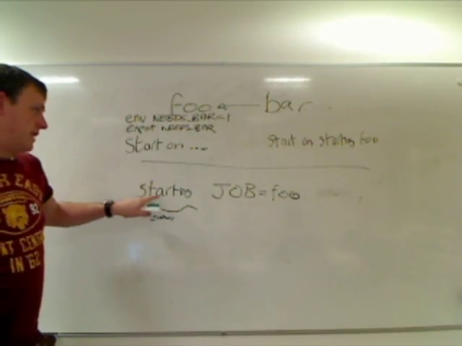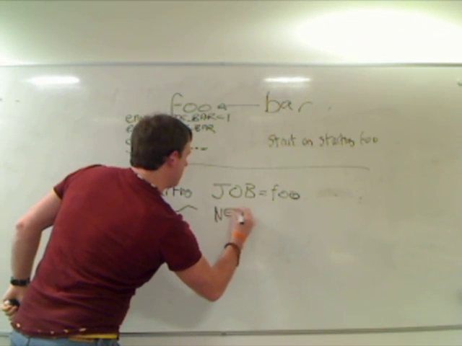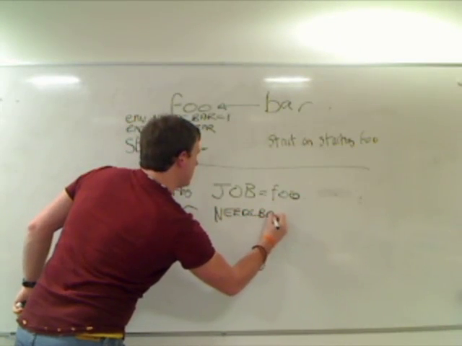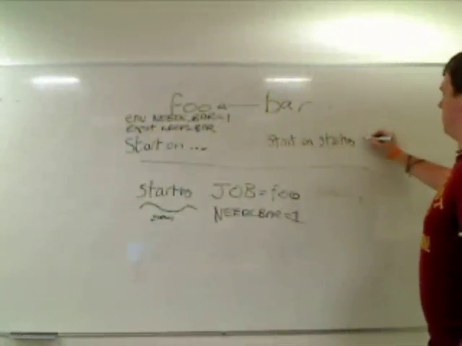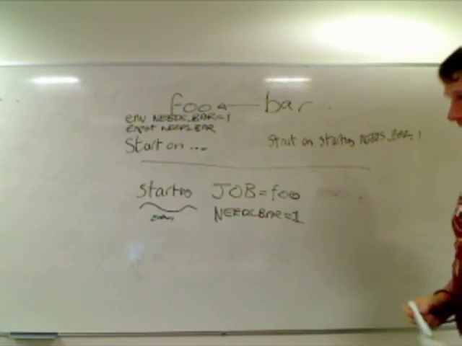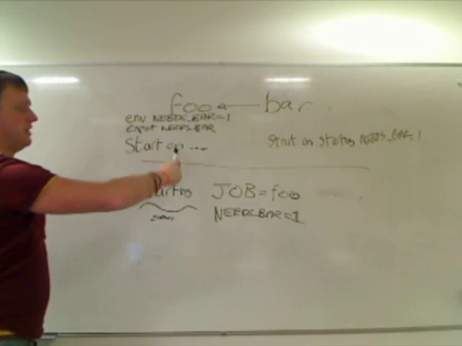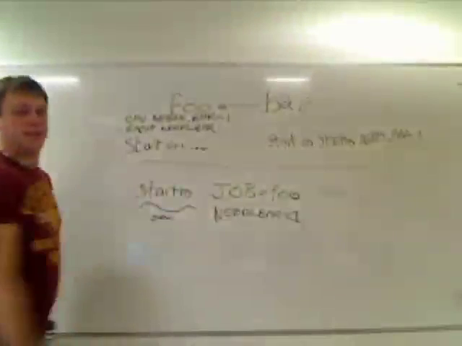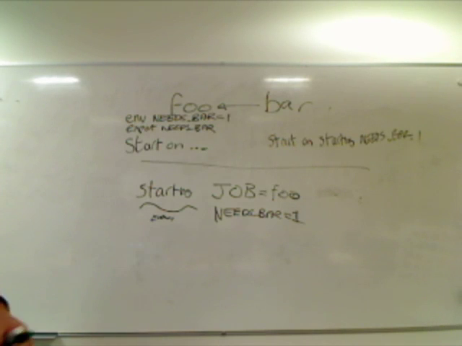So now, instead of starting job equals foo, we can just say starting needs bar equals 1. So you can do dependencies without naming the list of jobs. Foo says needs bar is 1, export needs bar. Bar can say start on whenever anything needs it: start on needs bar equals 1. Yes, you can do state-based dependencies this way.